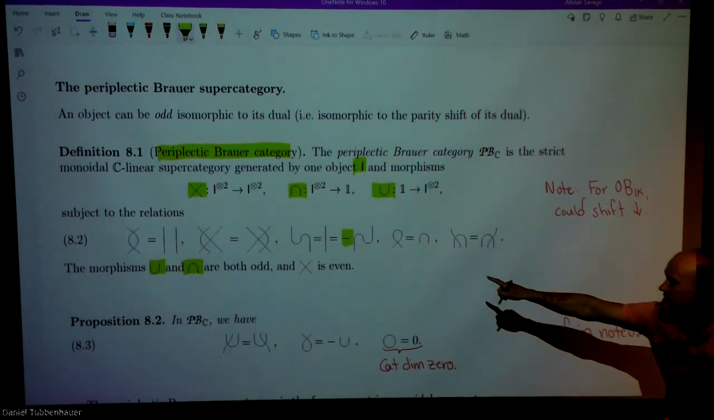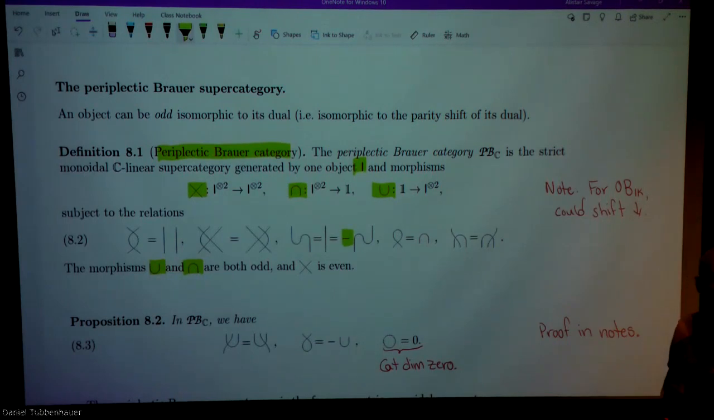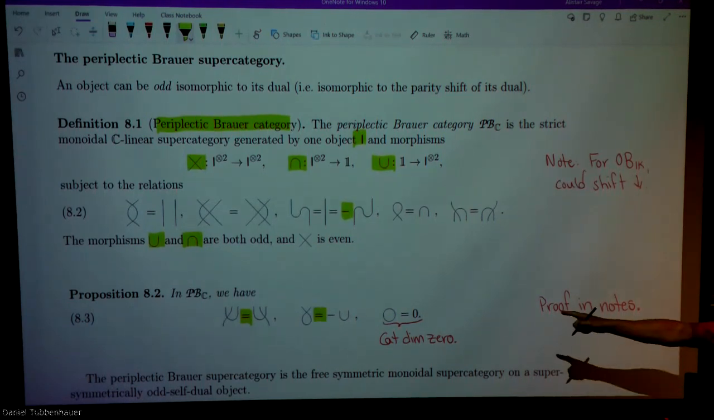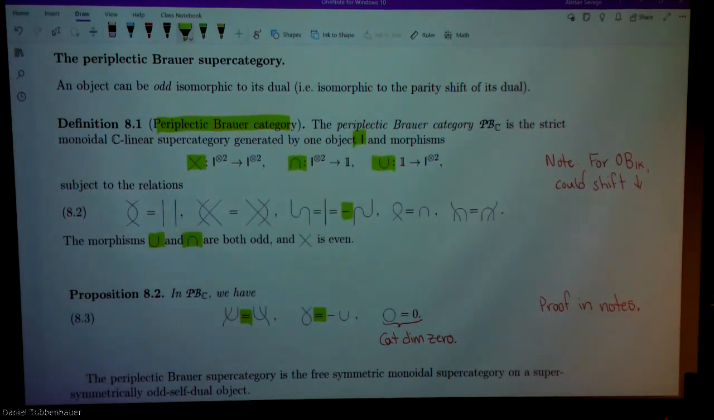And if you use this zigzag relation in that orientation, you pick up a sign. But all the proofs go through up to these signs you have to take care of. And then you can show things like crossing slide over cups. But this one, when you put a crossing on the cup, you get a minus sign. When you put it under a cap, you don't.